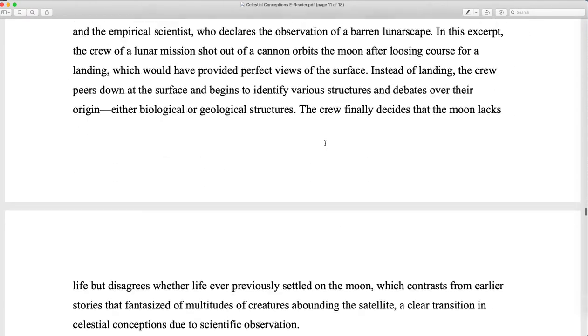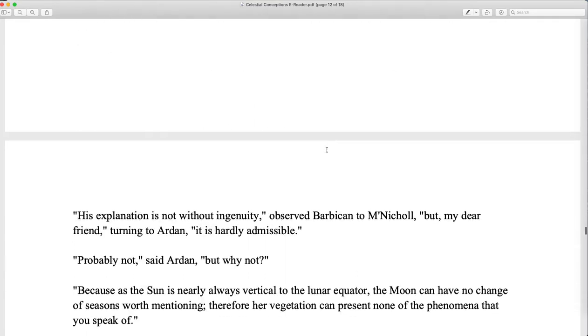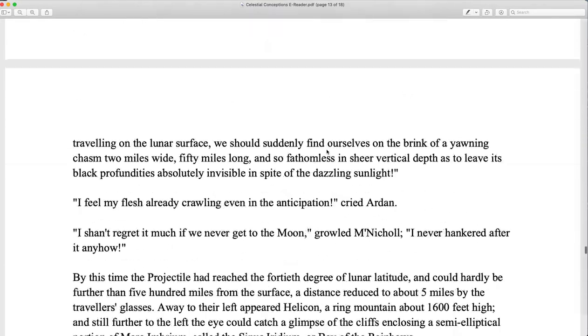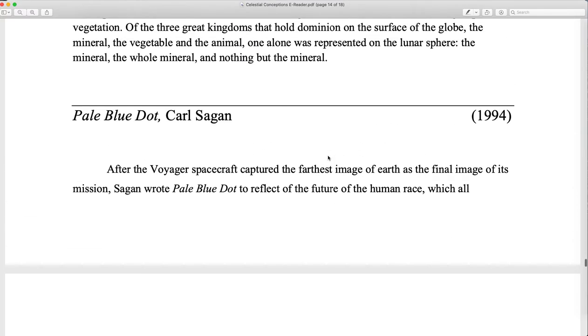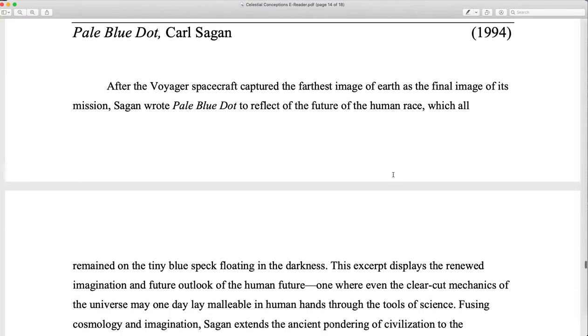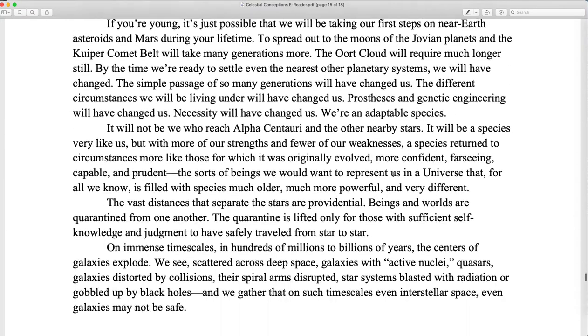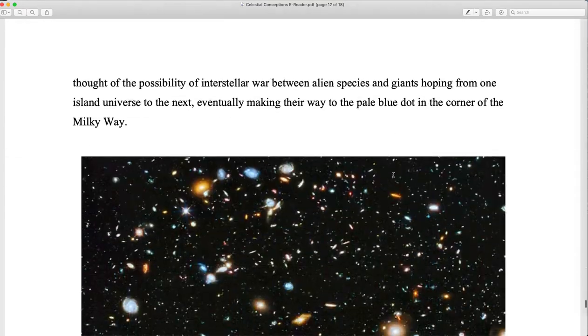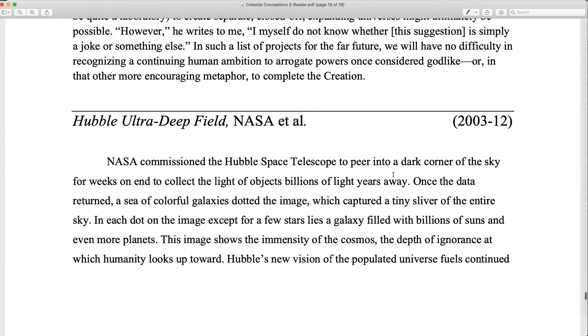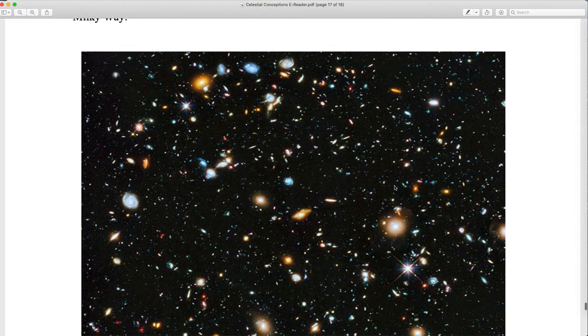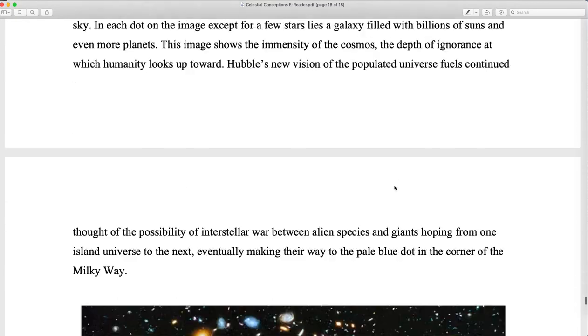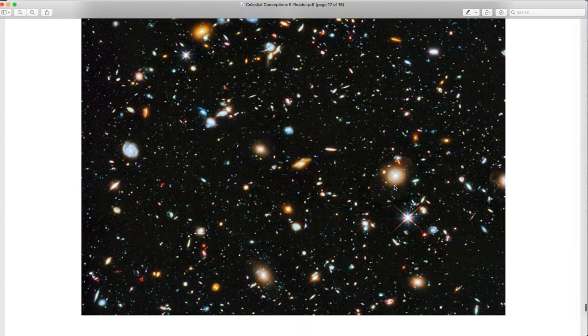Now we get to another selection. I think by now you guys are getting the pattern. This is how it works. We have a short intro written by the student, and then the selections that are written by the other authors. Okay. Now he's using a deep space telescope image from Hubble, which is kind of an awesome image.